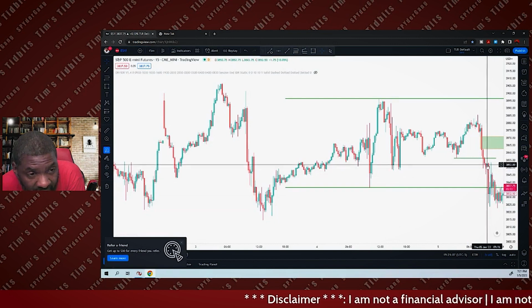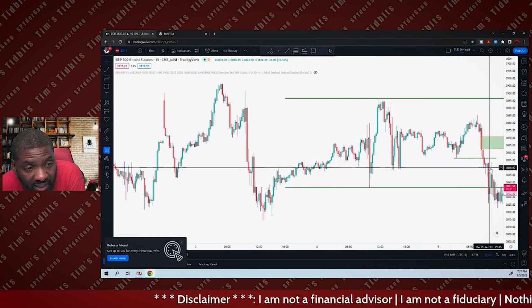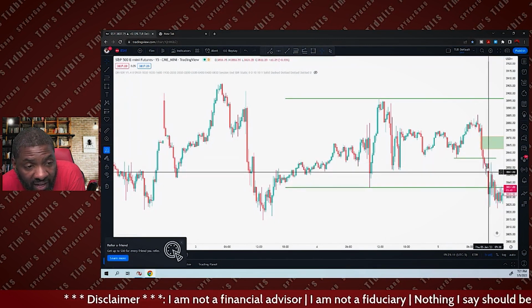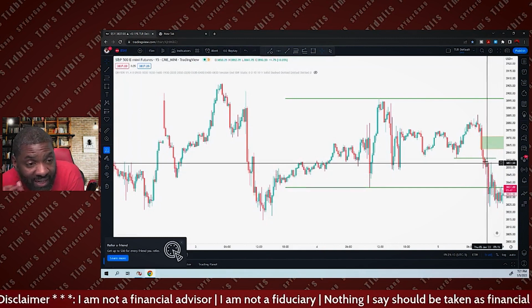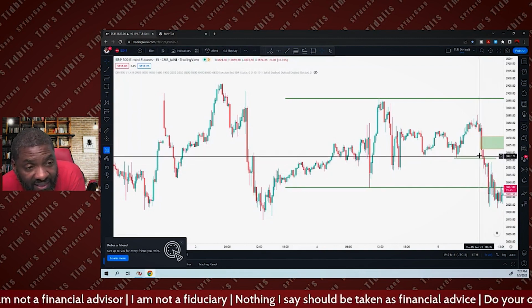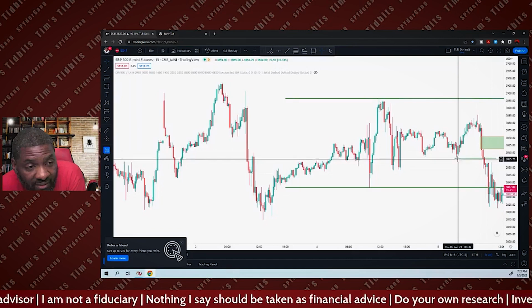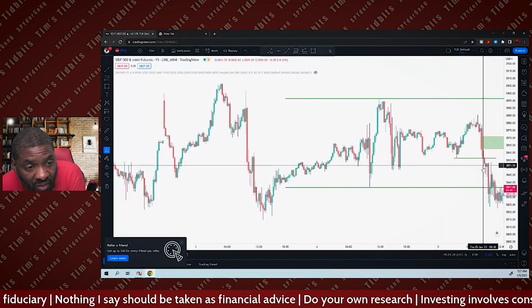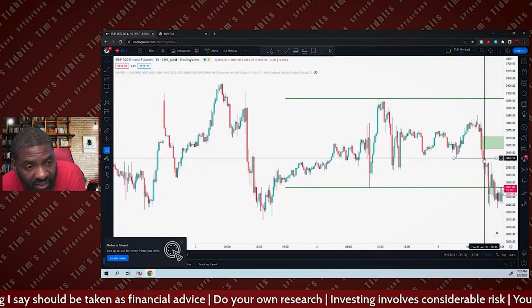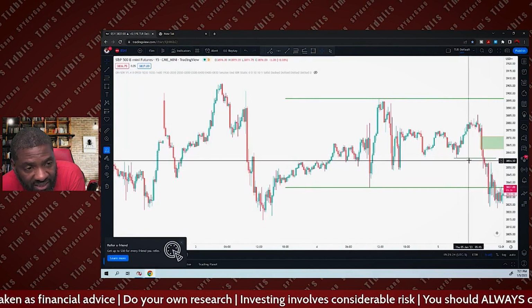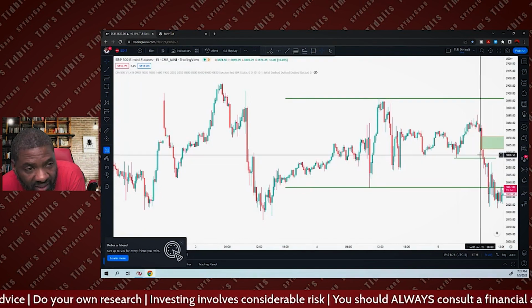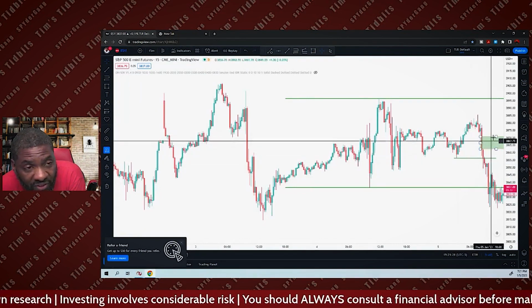This fair value gap, this order block, none of that would have been my entry. My entry would have been at least this fair value gap right here at this break in market structure. We never got back there, right? Sloppy price action. At least it would have been there. This would have been my preferred entry right here.